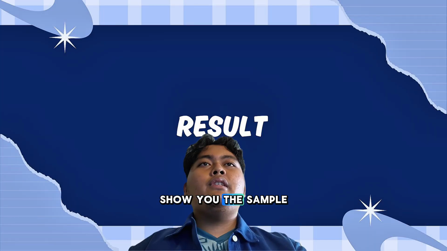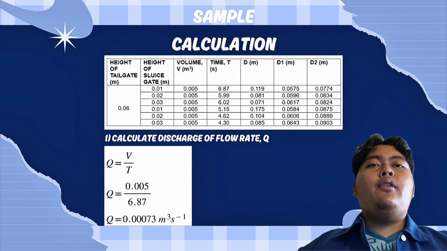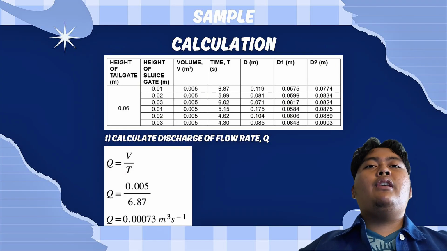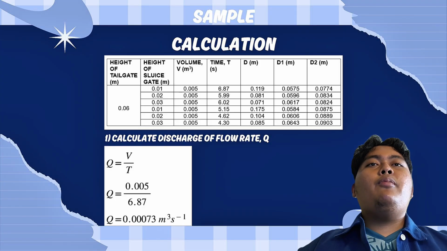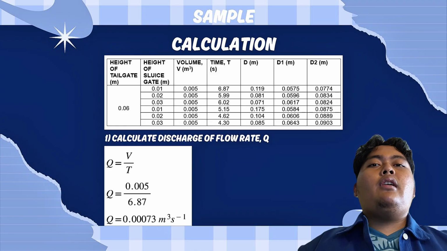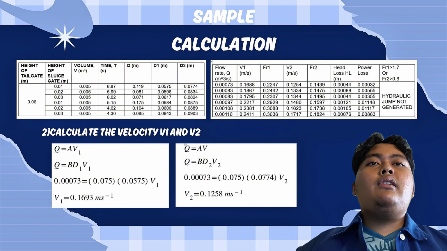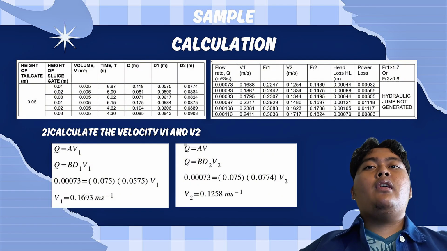Here I will show you the sample of calculation. First, we need to calculate discharge or flow rate. The formula for discharge Q is V over T. So we get V from this table, 0.005 over T, 6.87, and we calculate, we got 0.00073.